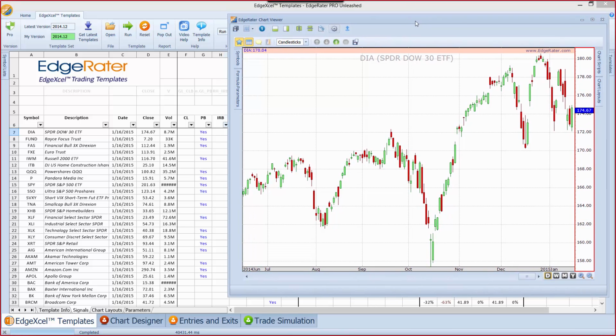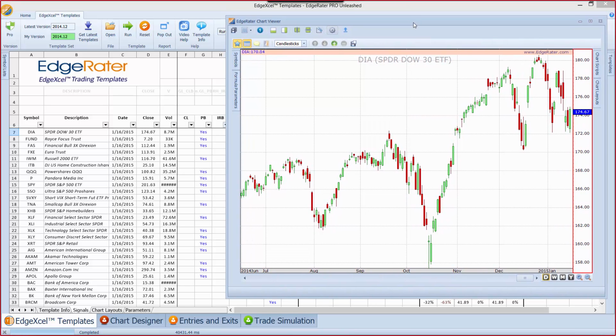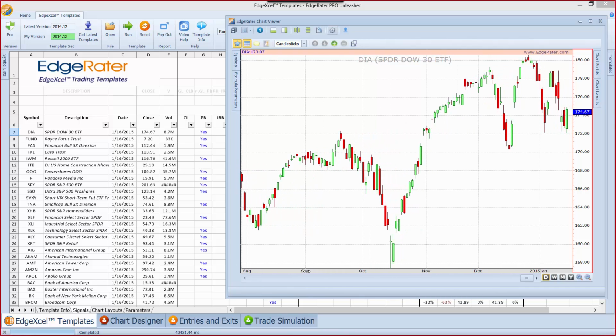The chart I'm looking at here is your basic chart. It doesn't have any indicators applied. It is just a pure candlestick chart. And maybe you can explain, George, what the green candle low is.